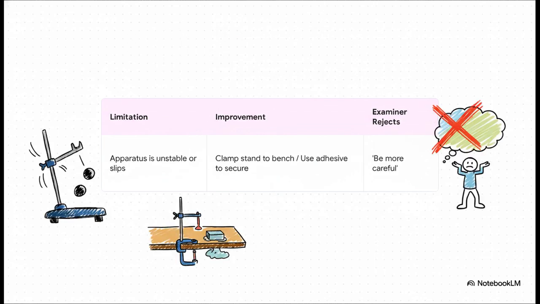What about when the whole setup is just wobbly, or things keep slipping around? Again, writing "be more careful" is a waste of ink. The limitation is that the apparatus is unstable. The improvement is a simple, practical fix. Say, clamp the stand to the bench, or use a bit of adhesive putty to secure the mass hanger. These are real, concrete actions.